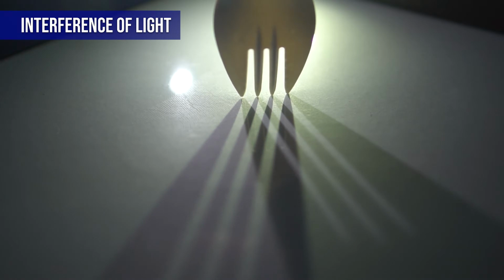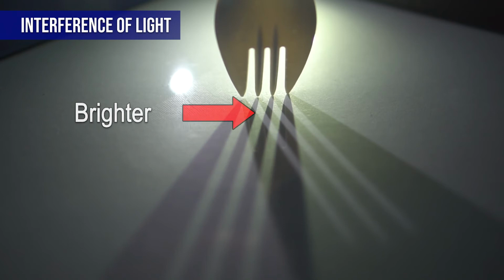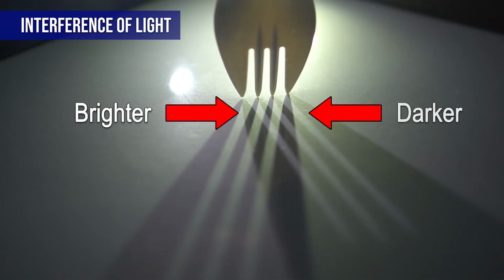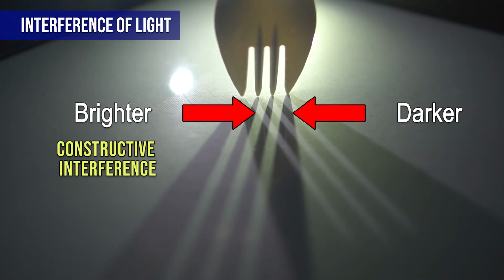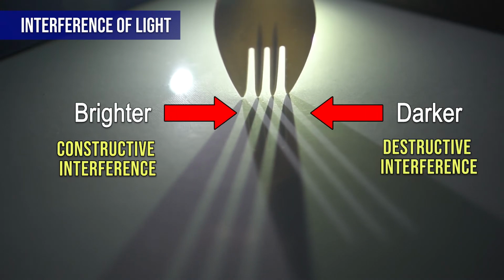Notice that when the two beams of light meet, there are areas which appear brighter while others are darker. The parts that show brighter light indicate the existence of constructive interference, while on the other hand, the darker part indicates destructive interference.